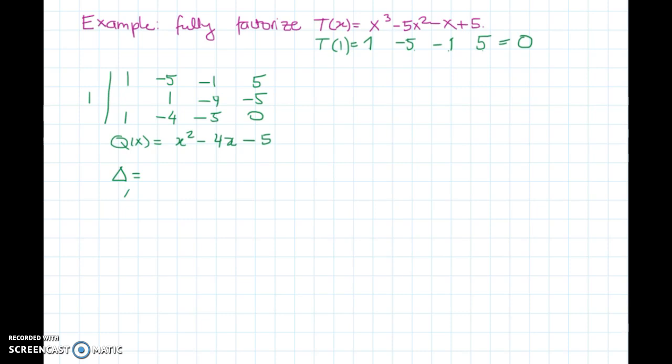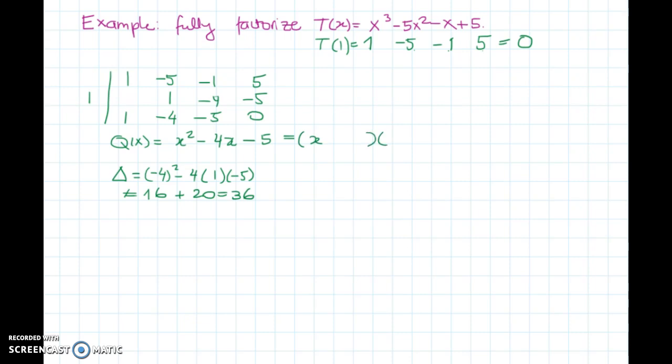Well, we can find the discriminant, so we'll have negative 4 squared minus 4 times 1 times negative 5. So this is going to be positive. This is 16 plus 20, which is 36. Not only is it positive, but it's a perfect square. So we're going to be able to factorize this over the rational numbers.